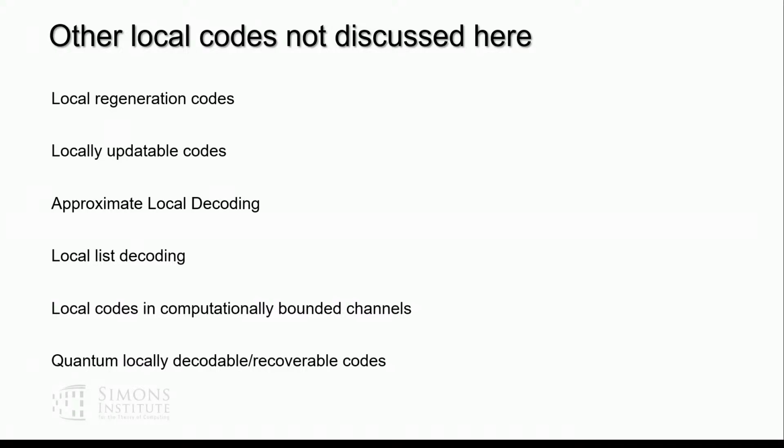Local codes in computationally bounded channels. These are codes also kind of more relevant to cryptography in the setting where the adversary doesn't have all the time in the world to come up with the worst case erasure pattern, but it's time bounded. It has to come up with the worst erasure or error pattern within a time bound or within a space bound. And so what can we do in that setting?